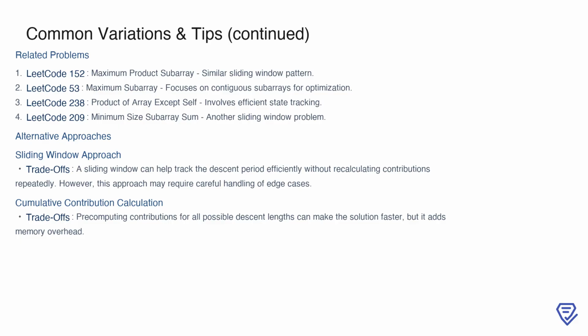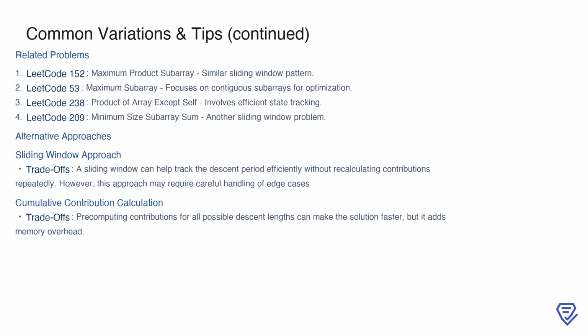There are also several related problems that can help you build a deeper understanding of these concepts. For instance, LeetCode 152, Maximum Product Subarray, uses a similar sliding window approach to identify subarrays with specific properties. LeetCode 53, Maximum Subarray, focuses on optimizing contiguous subarray calculations, which is closely aligned with the techniques used in smooth descent problems. Then there's LeetCode 238, Product of Array Except Self, which emphasizes efficient state tracking to avoid unnecessary computations.